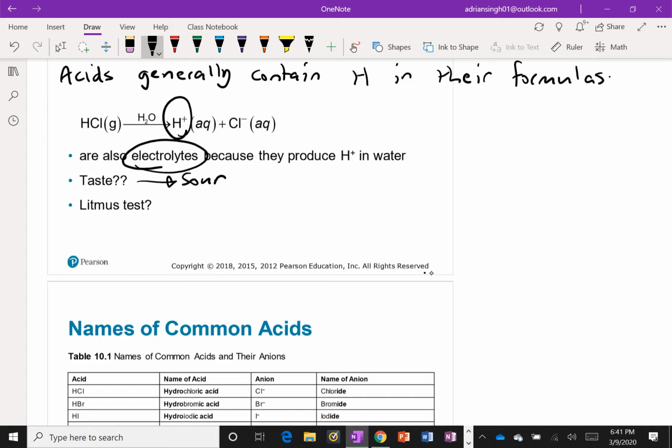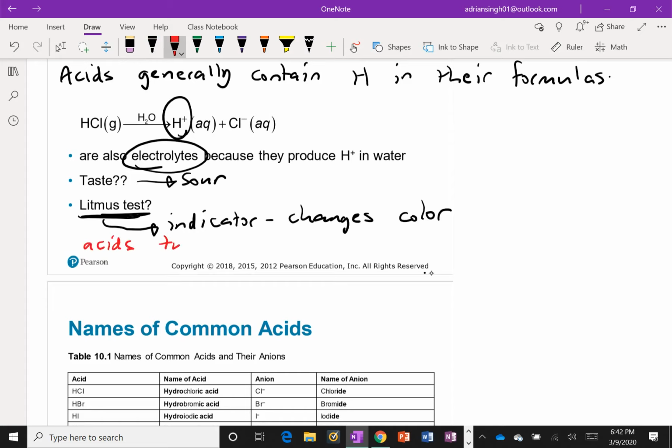Probably the most common test for acids is how they interact with something called litmus. And litmus is an example of what's known as an indicator that changes color, dependent upon whether it's exposed to an acid or a base. And acids turn litmus red. So if you have a piece of litmus paper and you stick it in an acid and it turns red, right away you know that you have an acid.